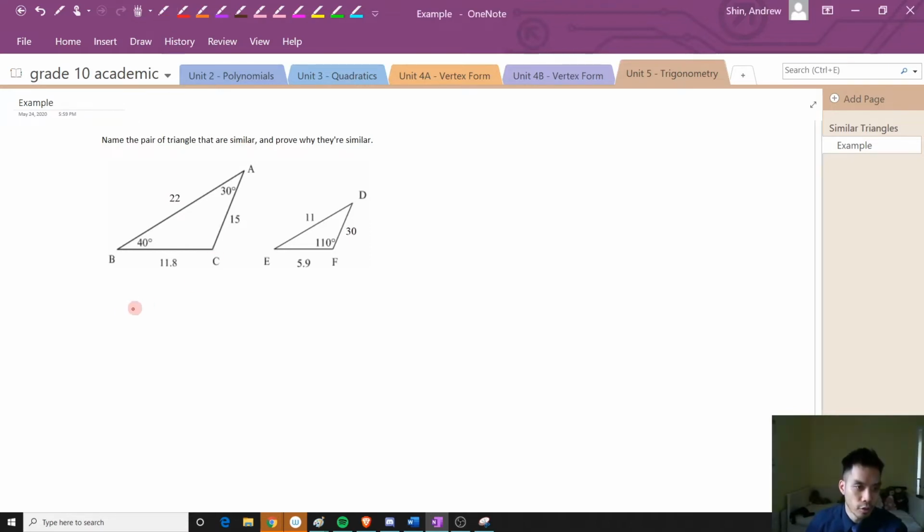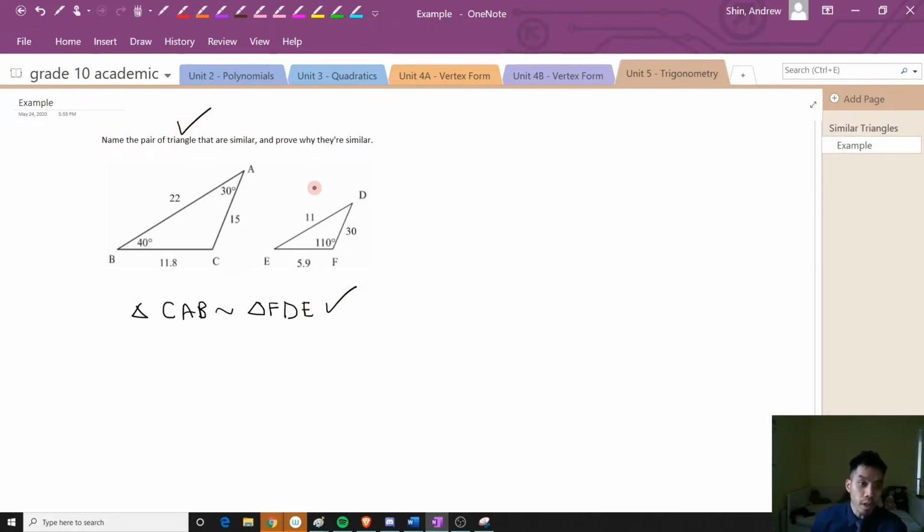I'm going to do triangle CAB is similar to FDE. So C corresponds to F, so I'm going to write that first, F, and A corresponds to D, so I'm going to write D as the second letter, and the last letter is B, so I'm going to write my last, B corresponds to E. And so we've named the pair of triangles that are similar.